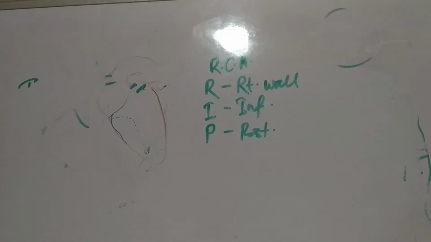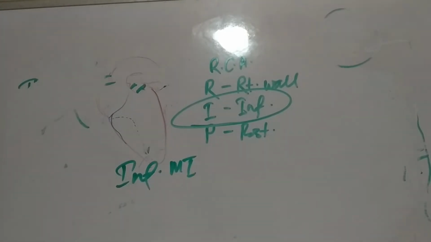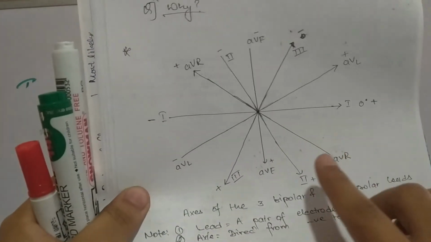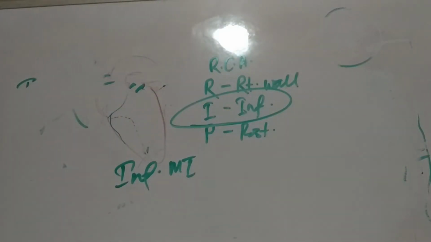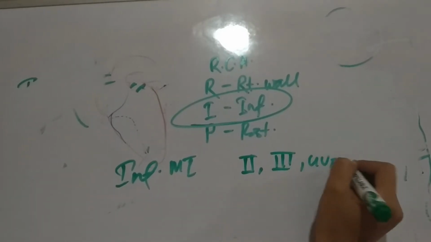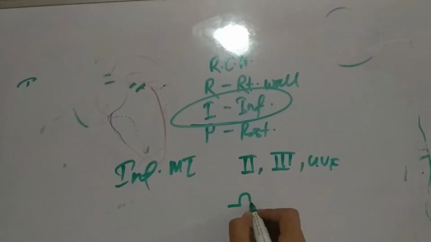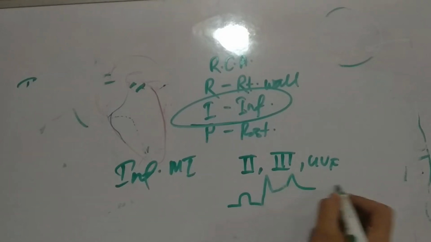First of all, let's discuss the inferior wall. If there is an inferior MI, what are the leads to be looked for? You will find changes in the inferior leads, which are lead 2, lead AVF, and lead 3. What changes will you find? Let's say this is lead 2, this is lead 3, and this is AVF. You will find ST segment elevation and an upright T wave.